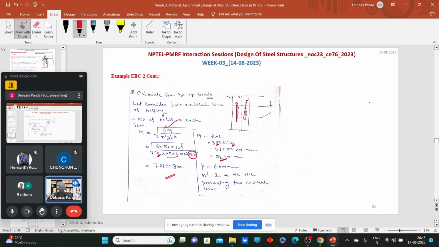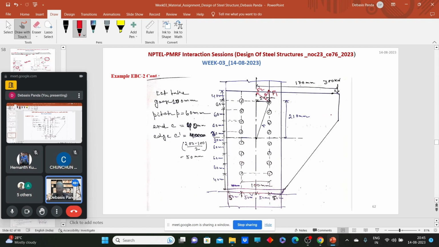Now we can make the arrangement. So how will this joint look? The joint will look like this. Provide pitch distance as 60 mm, and for the edge and end distances, let us provide 40 and 50 mm, to make uniformity, nothing else. So here we made the connection.